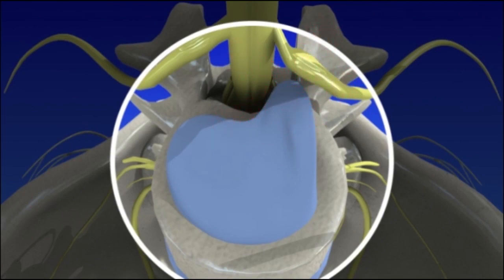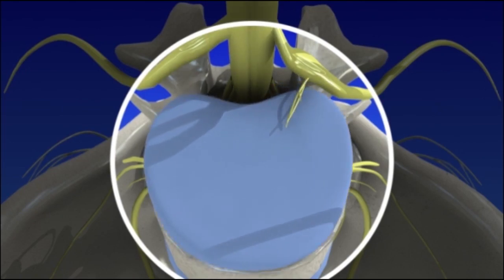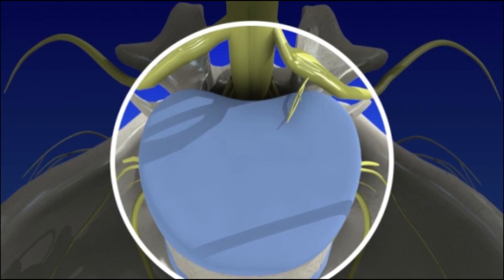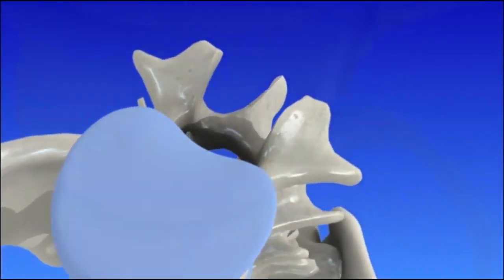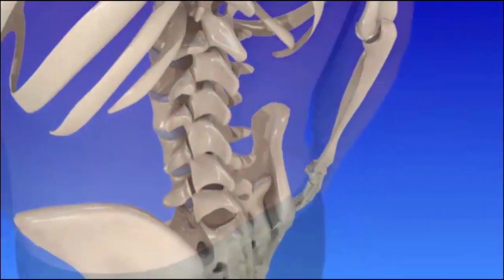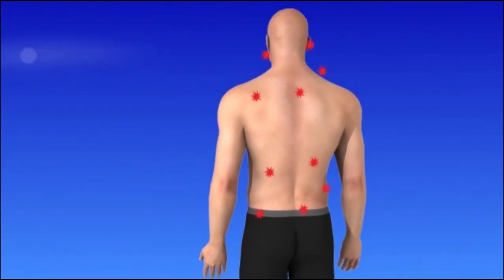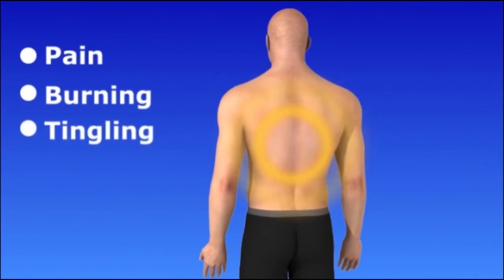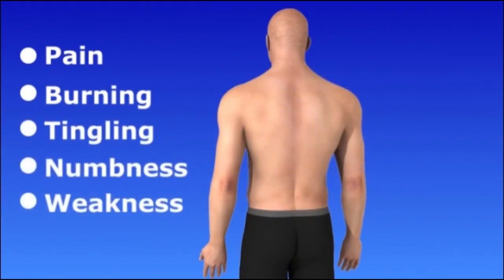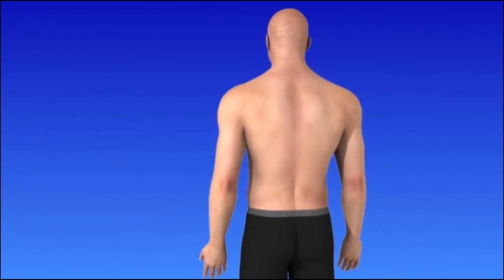Discs heal slowly, during which time new nerve endings may form in ruptured areas. When the disc contacts the nerve endings, a chemical reaction takes place, causing irritation and pain. Disc problems can cause neck or back pain, burning or tingling sensations, numbness, weakness, and pain. Depending on the location of the disc along the spine, your symptoms may spread to your arms or legs.